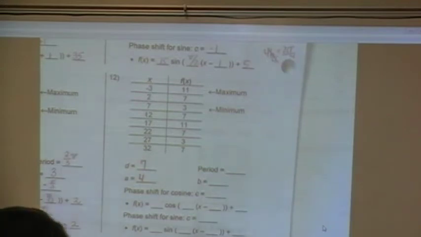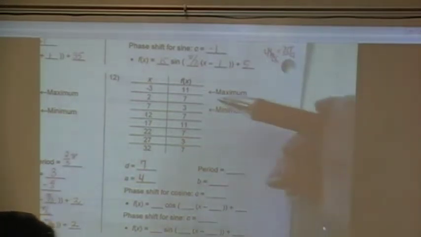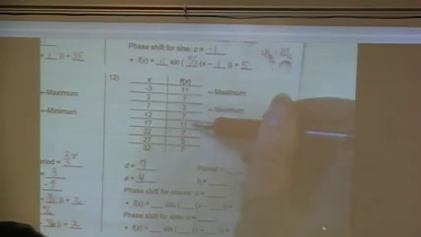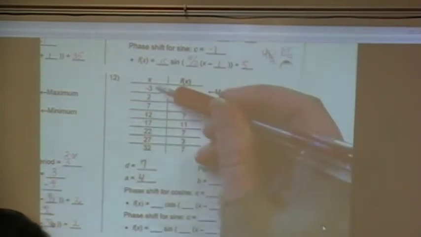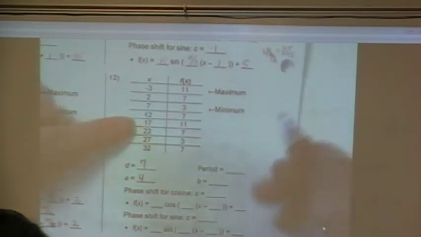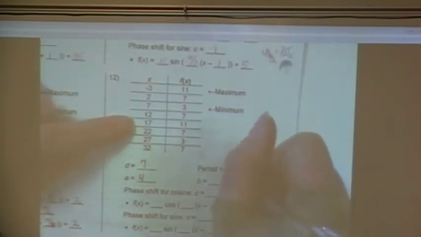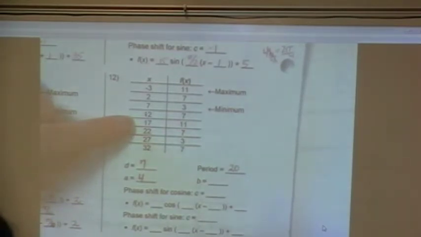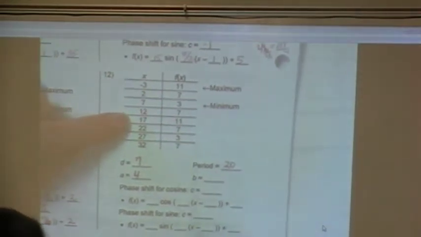Okay, so then the next thing I need is my period. Peak to peak, valley to valley. We'll go peak to peak because there's a peak and there's another one. So I need to go from -3 to 17. How far is that? 20. From -3 to 0 is 3, and 0 to 17 is 17. So altogether that's 20 spaces.